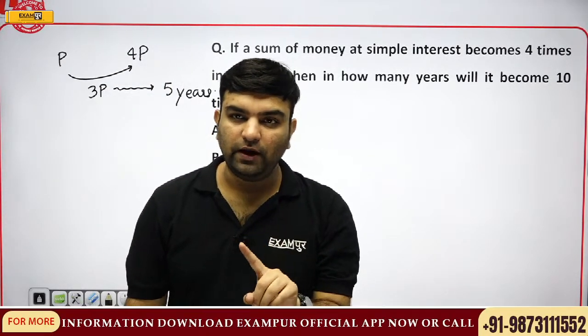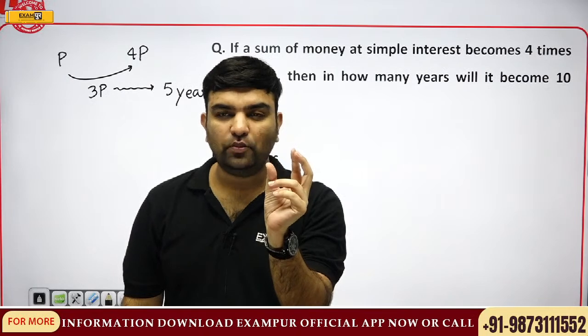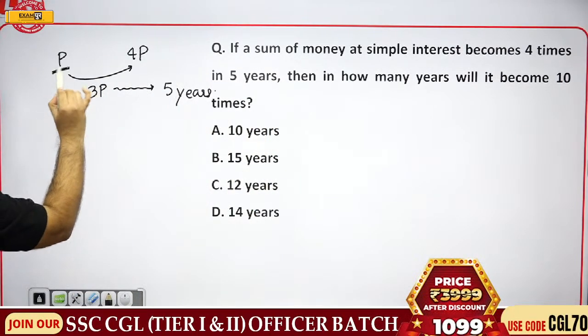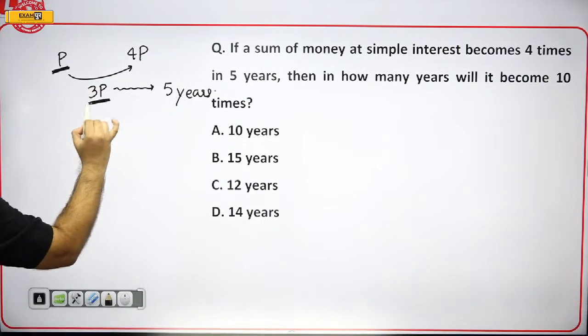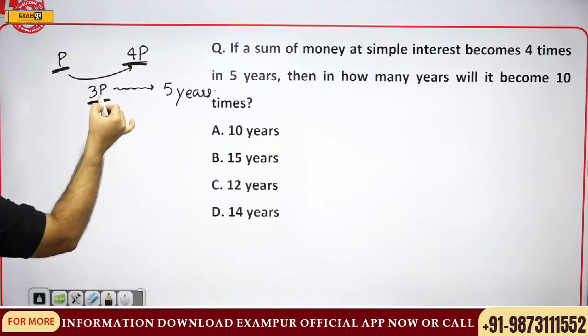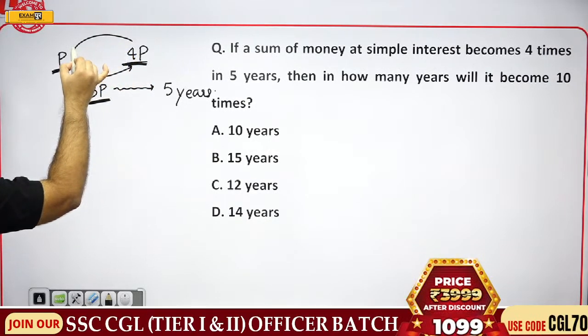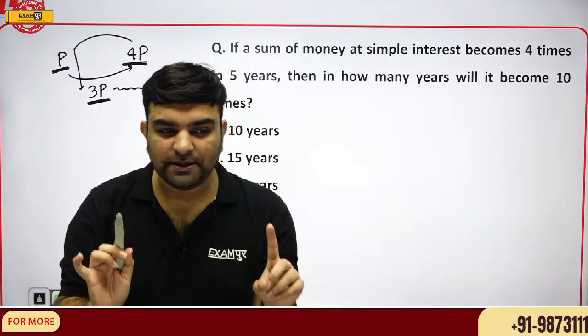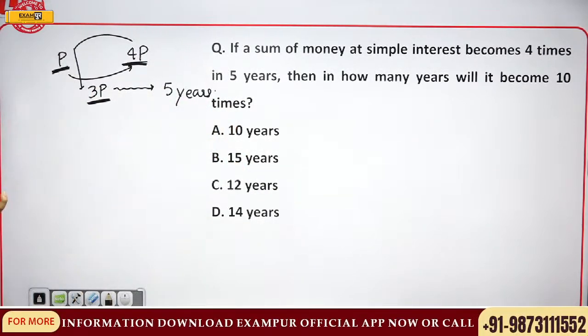P becomes 4P. Interest is how much? 3P, because this is the principal. Principal plus interest is equal to amount, or you can say amount minus principal is equal to interest.